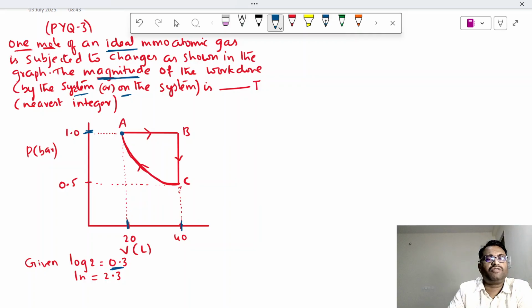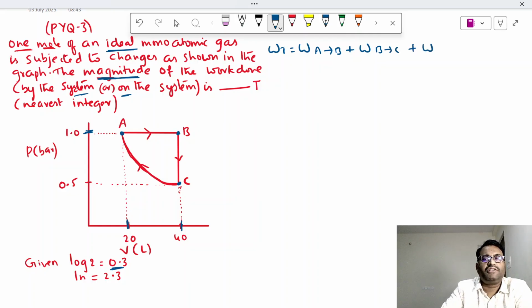Here, how to solve the question is that total work done. The process moved from A to B, from B to C, and C to A. So work done total can be written as work done in the process A to B plus work done in the process B to C plus work done in the process C to A.